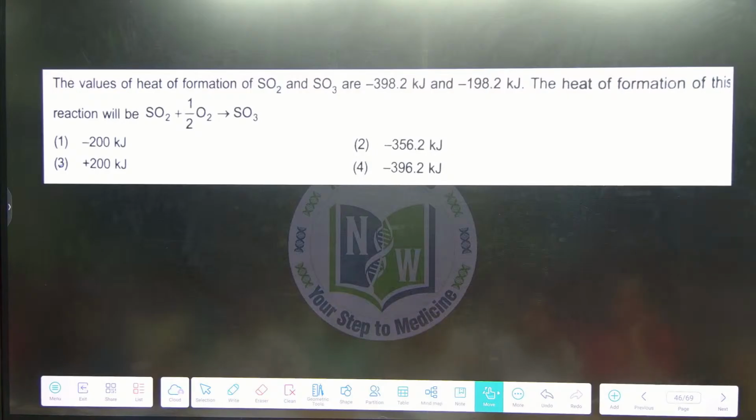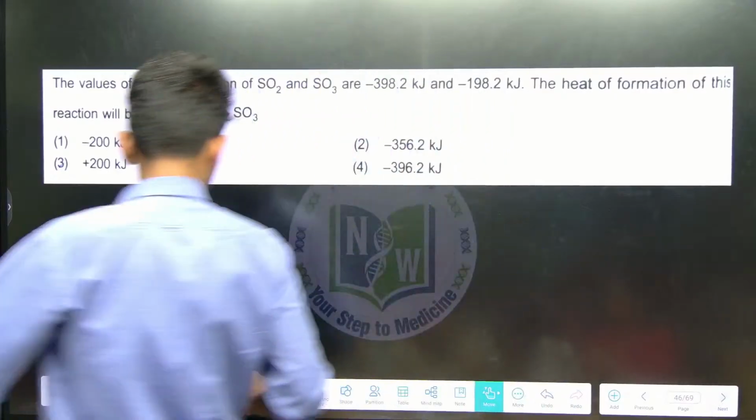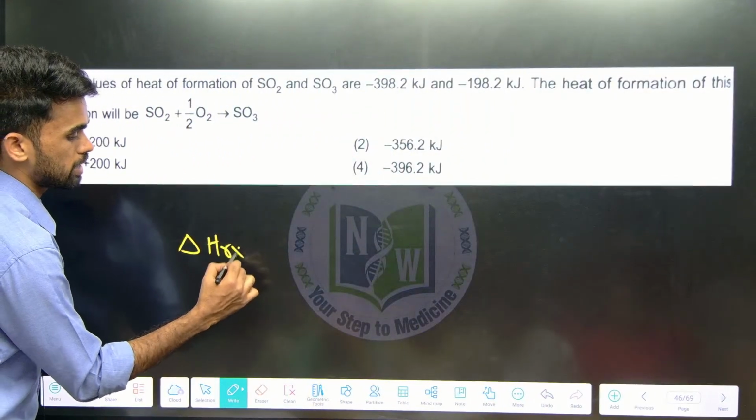How to do this, tell me once again. See what data is provided, formations. Formation means product minus reactant, that's it. Do it and tell me. Everyone once try and tell me. Minus 200 or plus 200? Don't think about other answers. Don't mind the others, just say whatever you got, that's all. Okay, so like that it should be in the class.